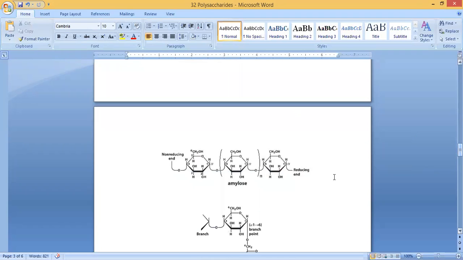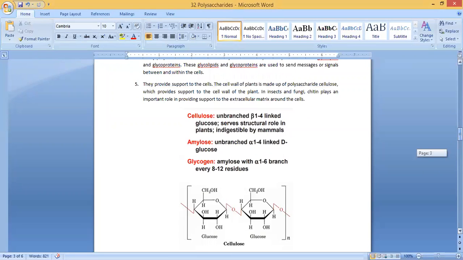So this is the structure of the amylose. This is the alpha 1,4 glycosidic bond in the glucose units. So in the amylose, it is unbranched alpha 1,4 linked glucose, whereas the glycogen has alpha 1,6 branches every 8 to 12 residues.